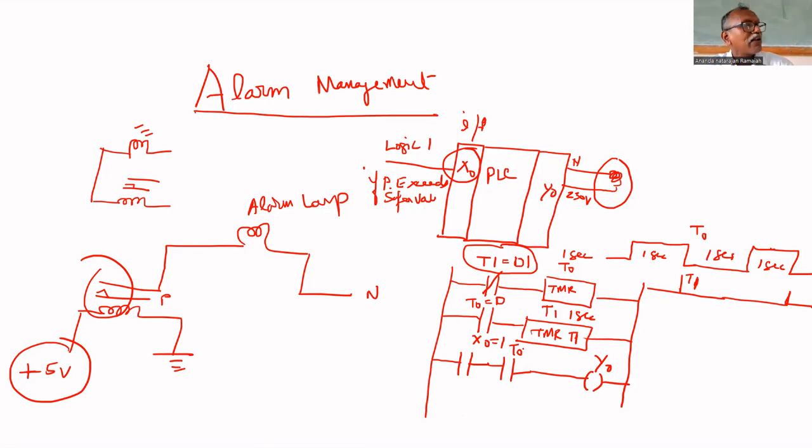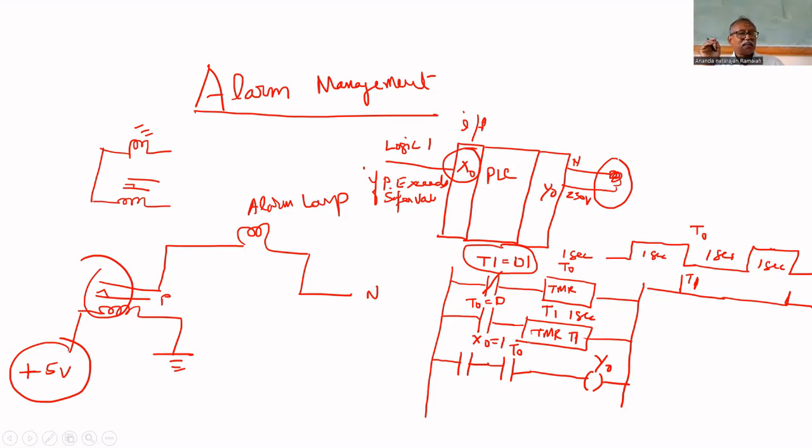T0 is a pulse signal, a 1 second square wave every 1 second. That's why the lamp will glow for 1 second, then turn off for 1 second. Turn on 1 second, turn off 1 second. Like that it will blink, so that the operator will get attention that some variable exceeds its limit.